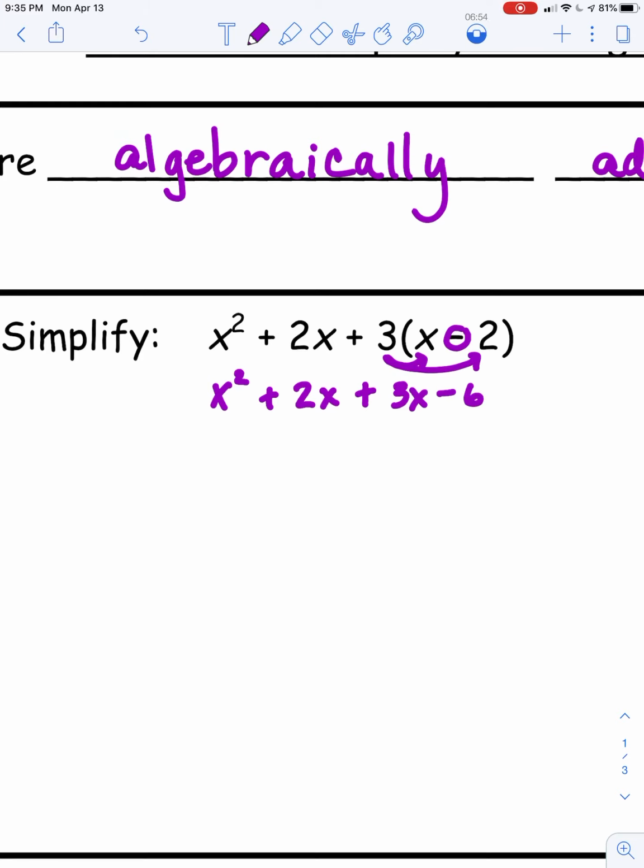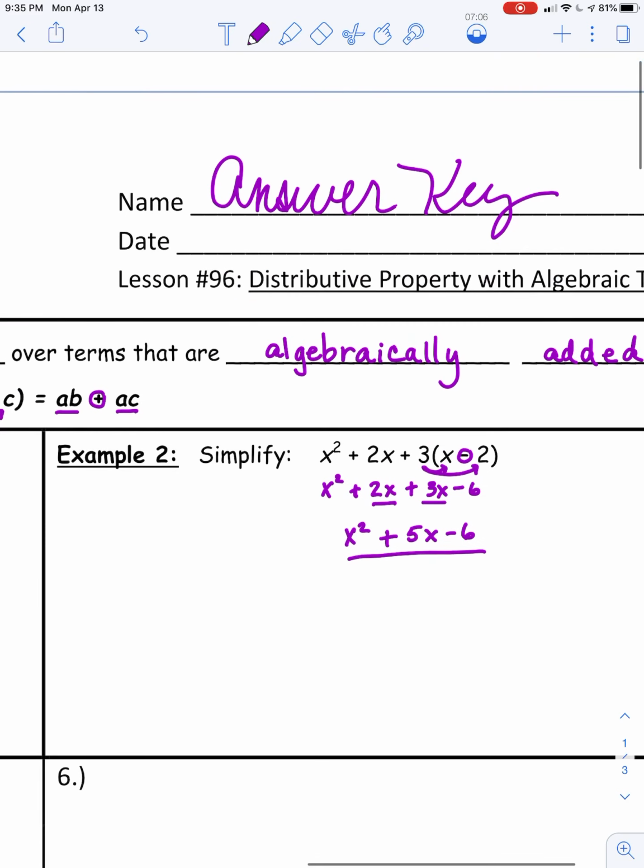Okay, so let's see if we have any terms we can combine. I do see 2 x terms right here. So we now have x squared plus 5x minus 6. And that is the final answer for example 2. That is how you use the distributive property. As algebra gets more complicated and the problems get longer and there's more operations going on in there, the distributive property will help tremendously. So it is one of those concepts that you want to get really sound with how to use it. So today you'll have a little bit of practice in your lesson.